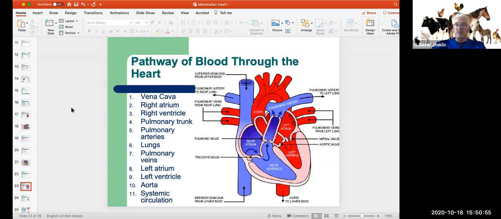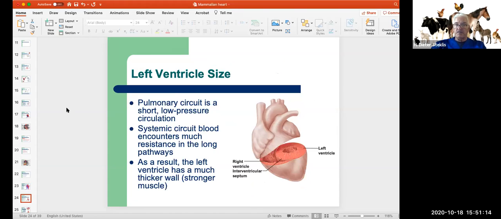So here's just another review slide for you of how blood flows through the heart. I won't repeat all of this. Of course, the video will be posted so you can review this at your leisure.